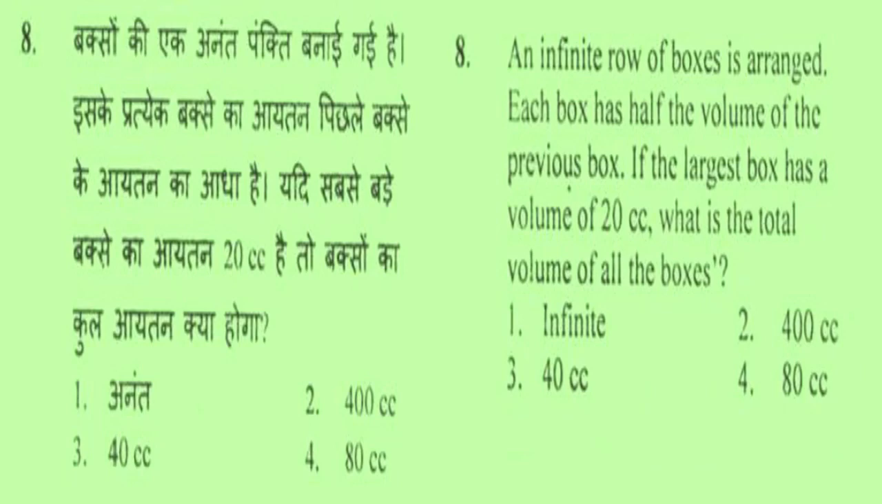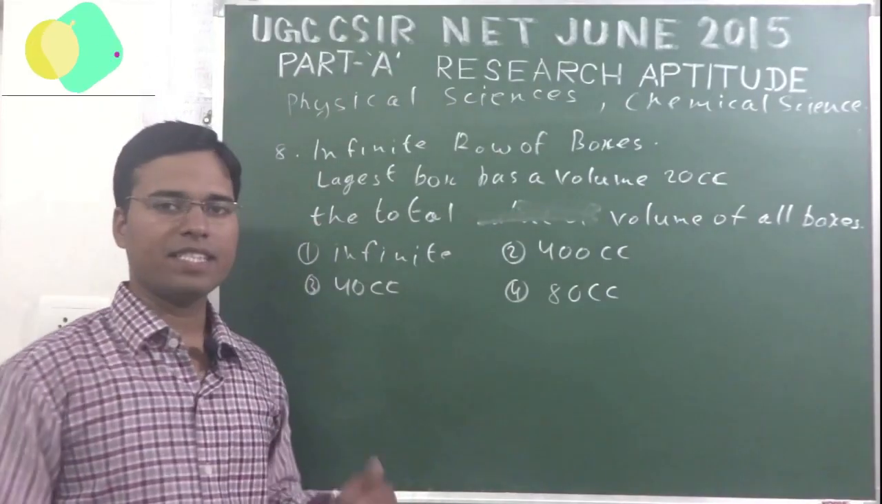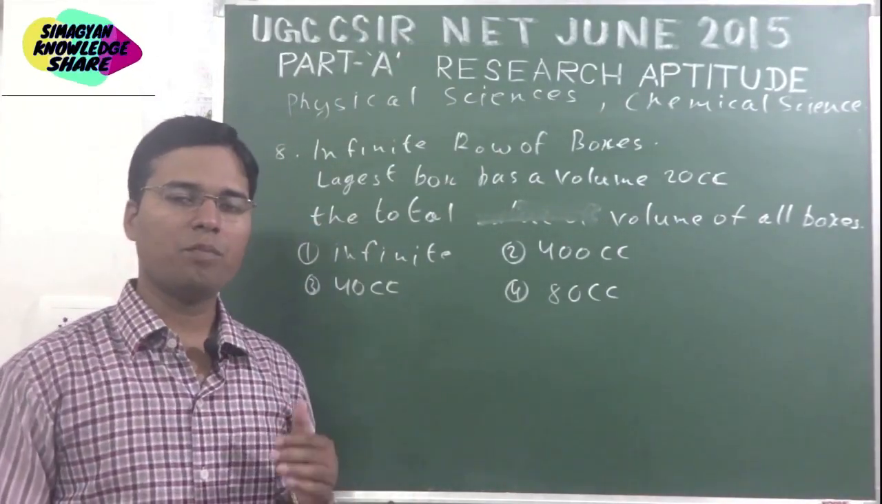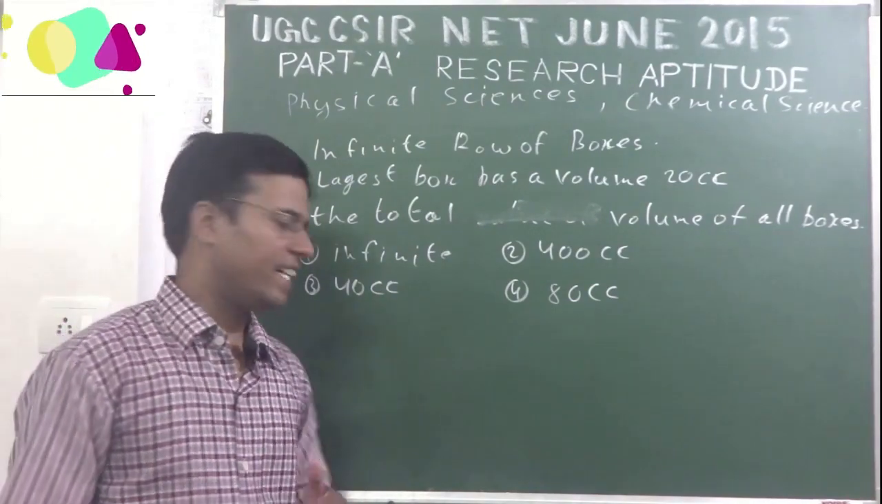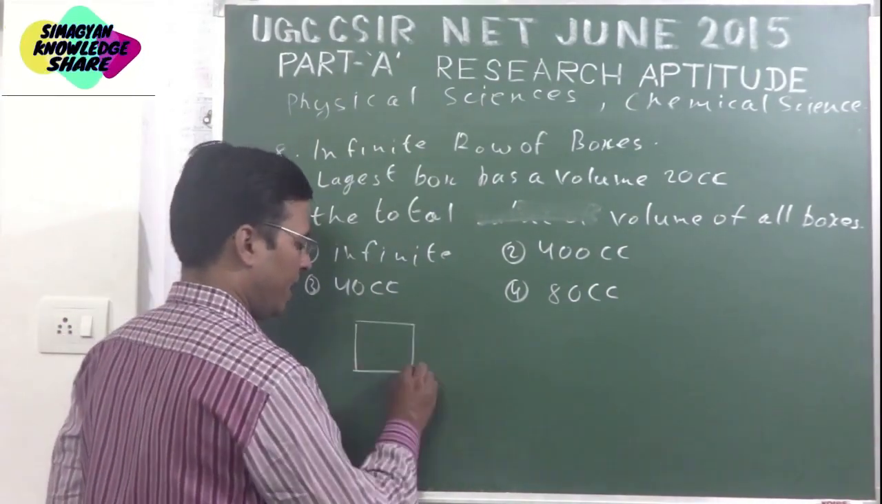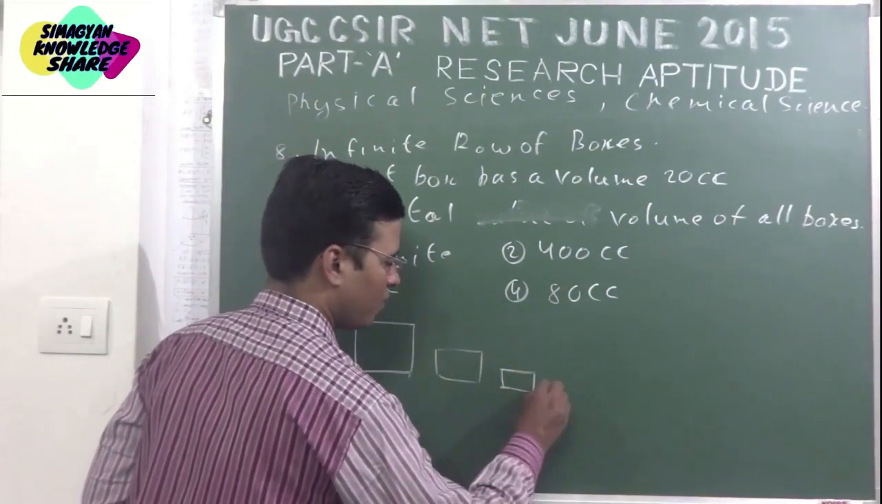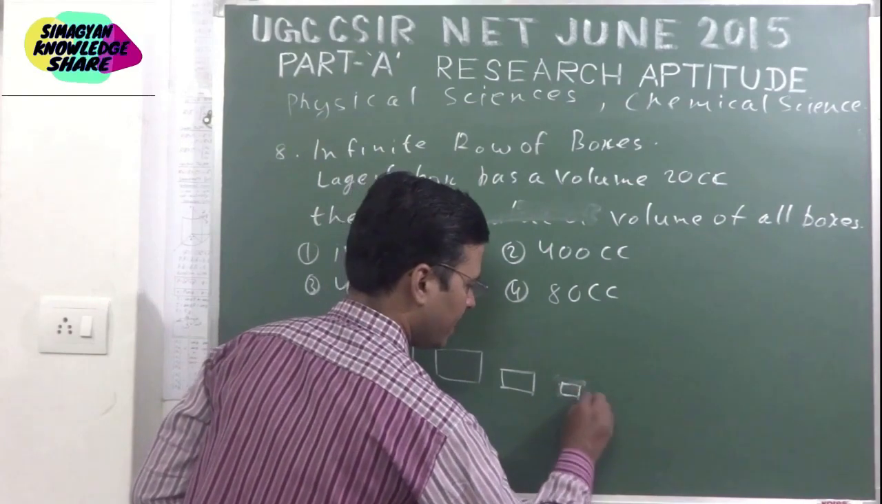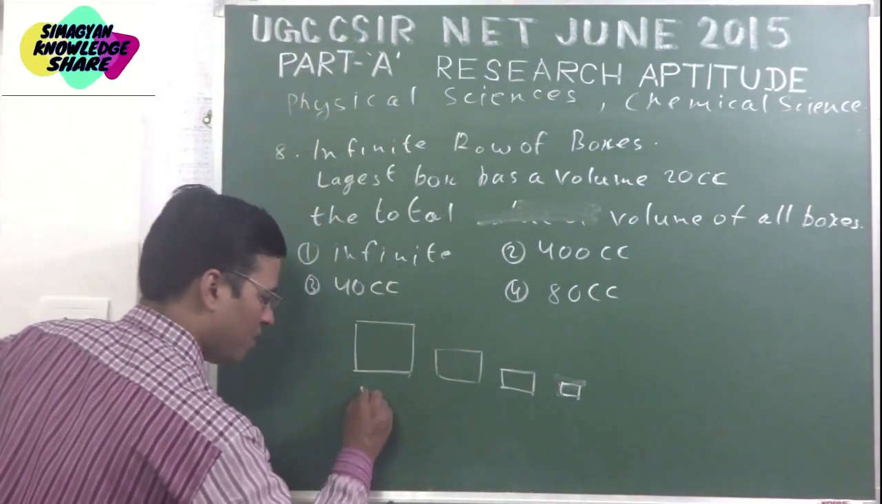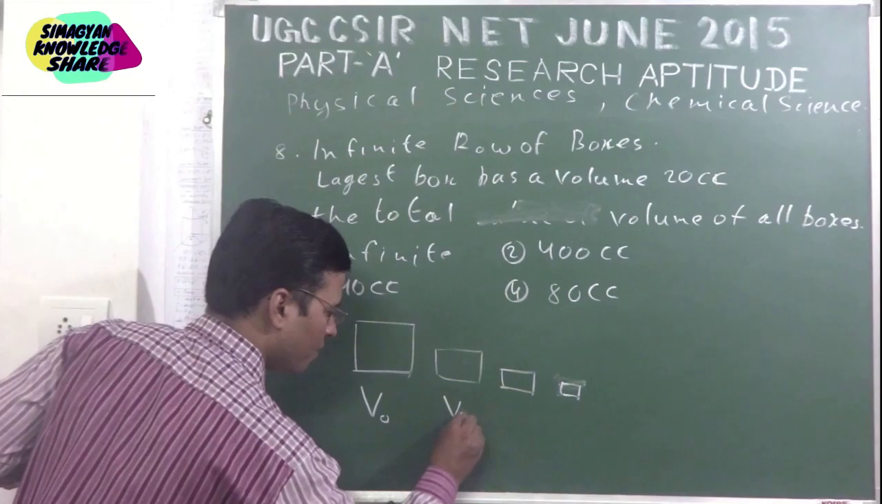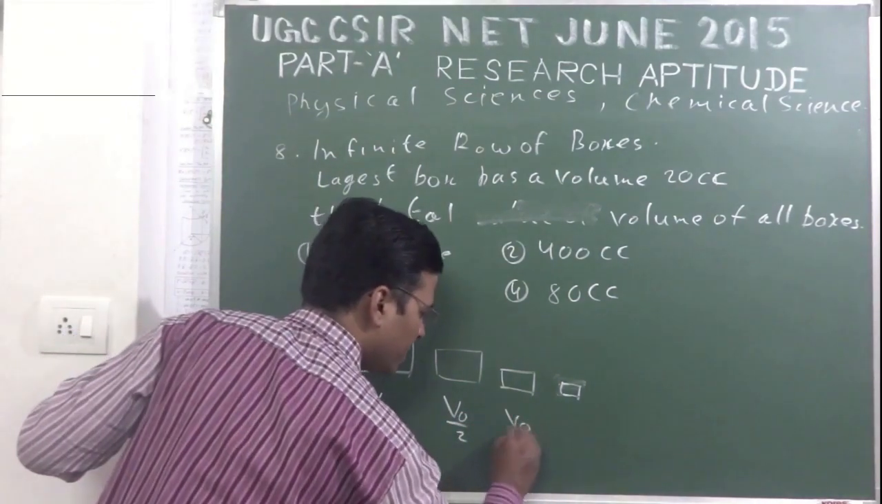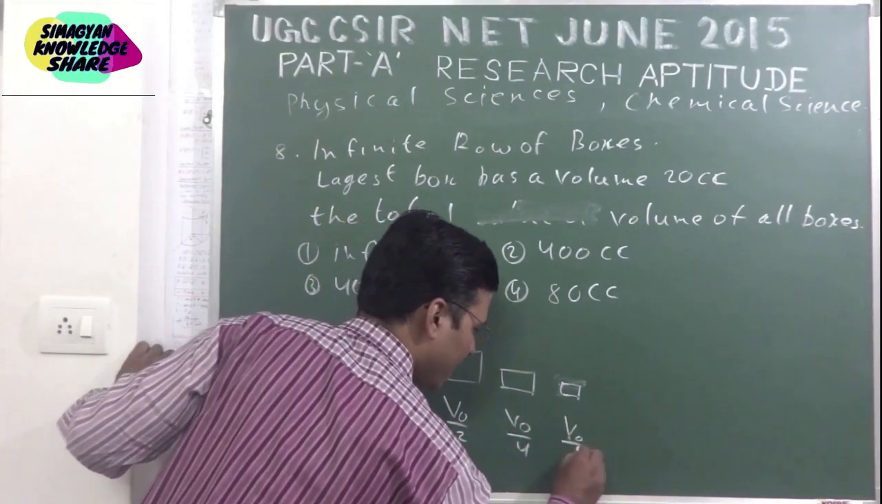Option 1 is infinite, option 2 is 400 cc, option 3 is 40 cc, option 4 is 80 cc. In this problem, there is an infinite series of boxes. The condition is that each box has a volume which is half of the previous box's volume. So the series would be like this: V0, V0 by 2, V0 by 4, V0 by 8.